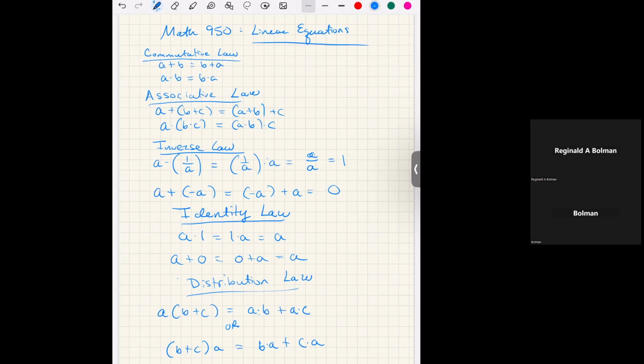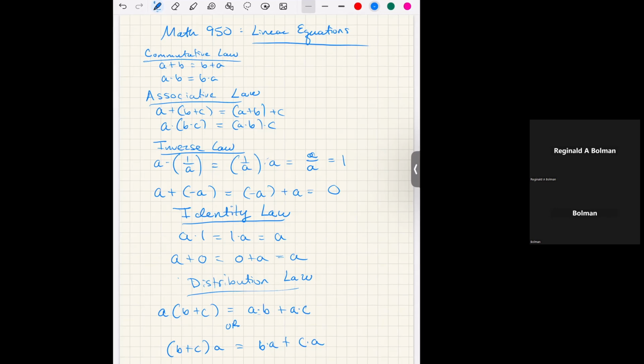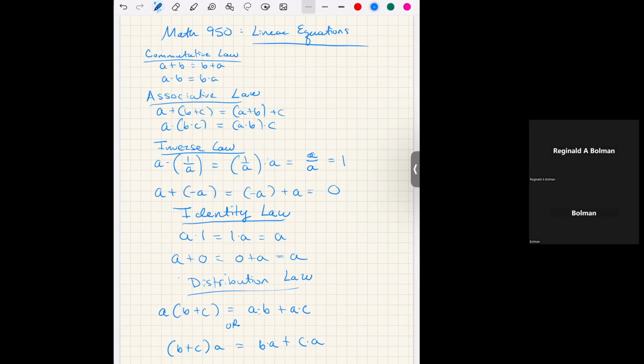Next, we introduce the idea that there also exists an inverse law. That is a very special property of real numbers. The inverse law says that if you take any real number and multiply it by its multiplicative inverse, you will always get 1. Additionally, the inverse law says that if you add the additive inverse to a real number, you will always get 0.